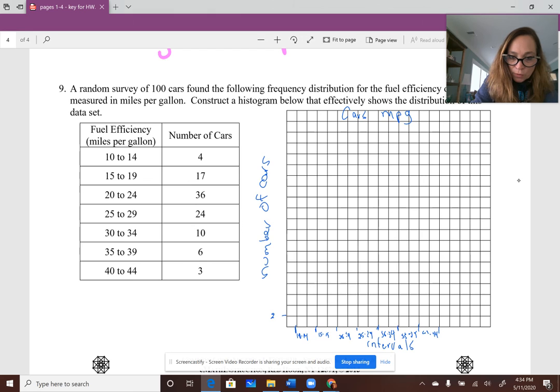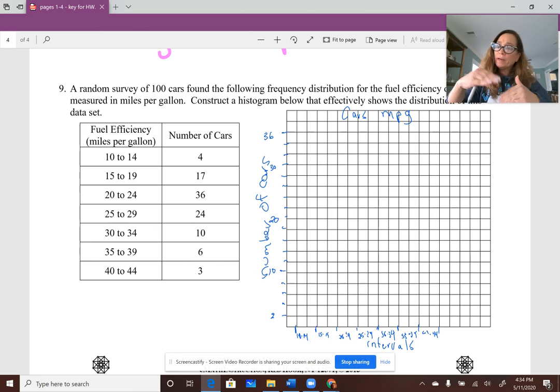Okay, so 2, that's 4, that's 6, that's 8, that's 10, 12, 14, 16, 18, 20, 22, 24, 26, 28, 30, 32, 34, 36. Always use a consistent scale, and you cannot make breaks. Like you can't say, oh, I'm going to start at 100. No. You start and count by 2s, and you stick with that.